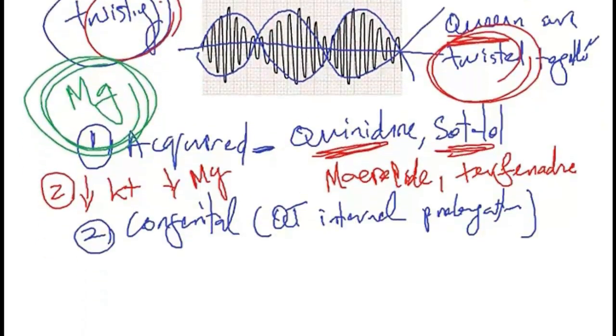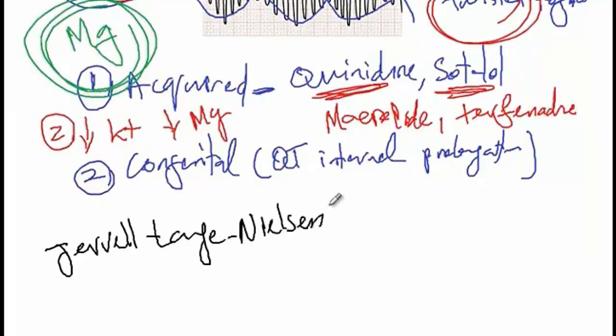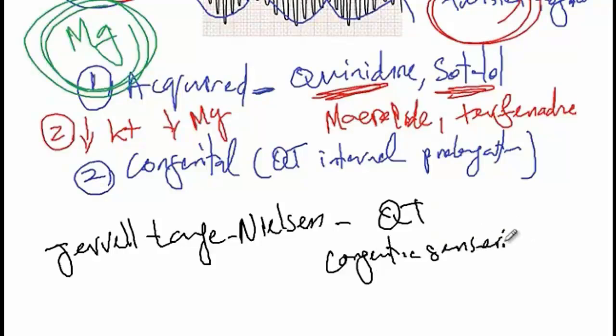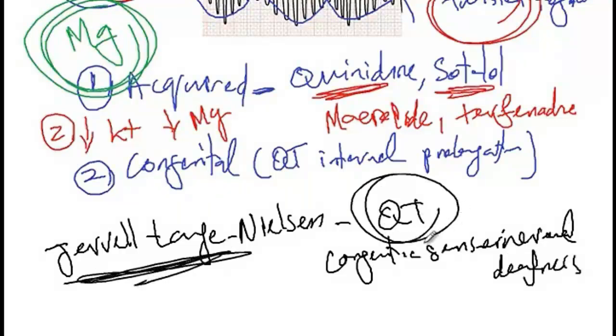Now as for the congenital condition, there is a syndrome called Jervell-Lange-Nielsen syndrome. These patients have QT interval prolongation because of defects in the cardiac magnesium or potassium channels. In addition, they can present with congenital sensory neuronal deafness as well. So just keep in mind that this syndrome is associated with torsades because of the QT interval prolongation from defects in the cardiac magnesium or potassium channels, and they could also present with sensory neuronal deafness.